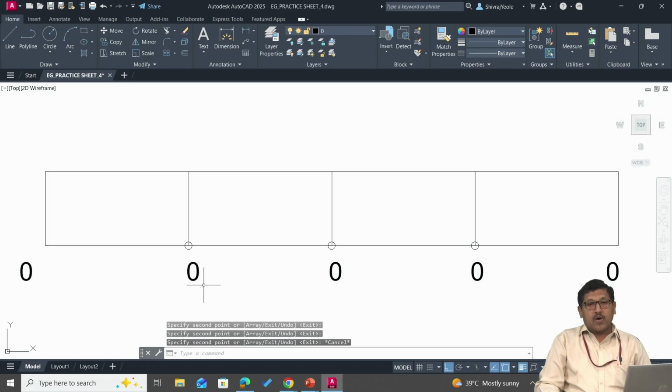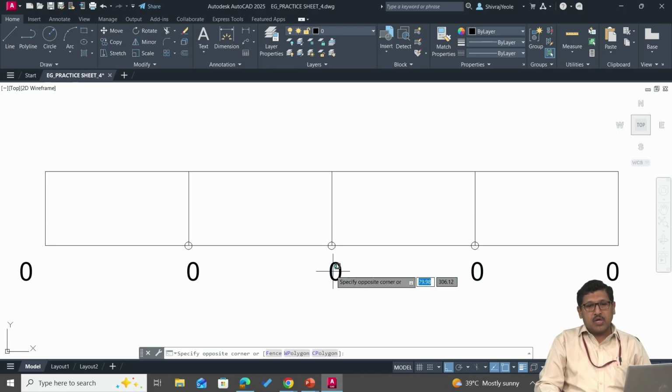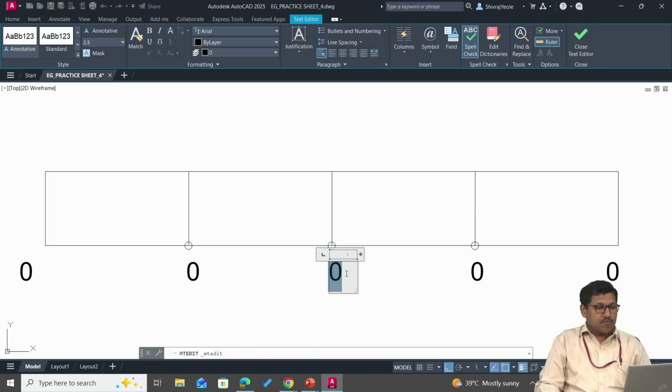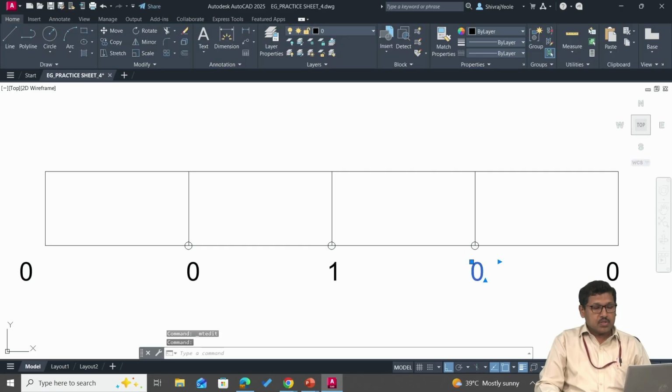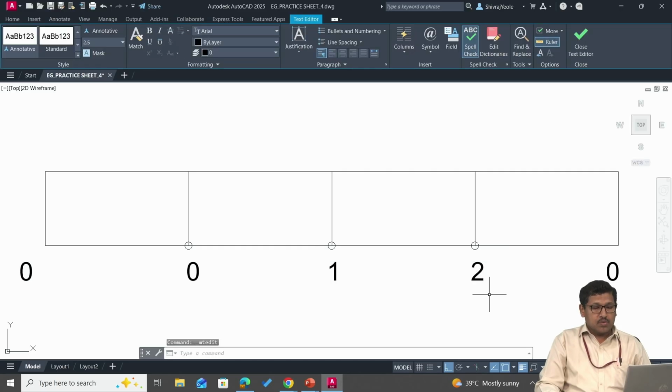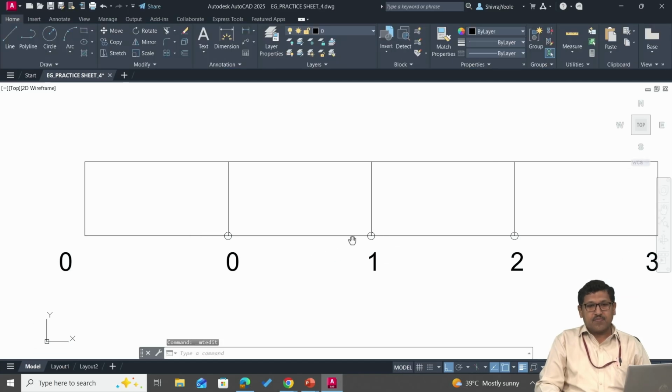So the important point is always the end of the first division should be marked as 0. Towards its right, whatever are the main divisions, we should number them sequentially. So after 0 it is 1, then 2, and then 3.